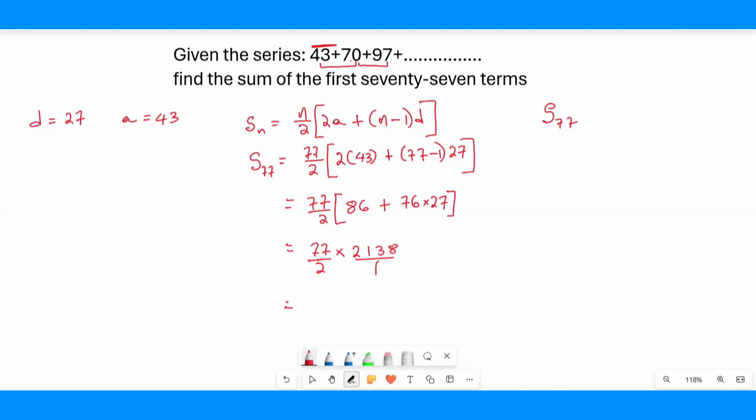And then the sum of the first 77 terms is going to be 82,330. There it is.